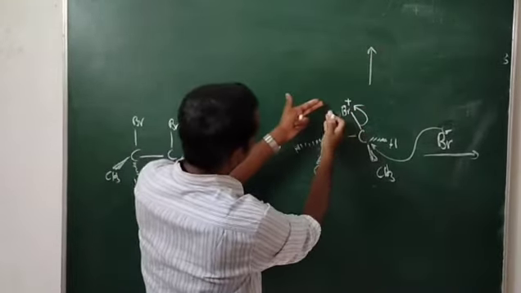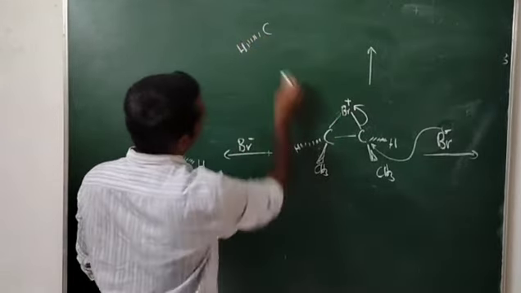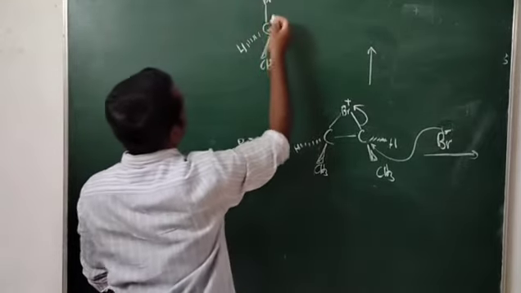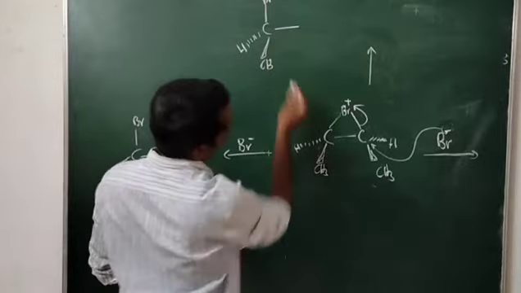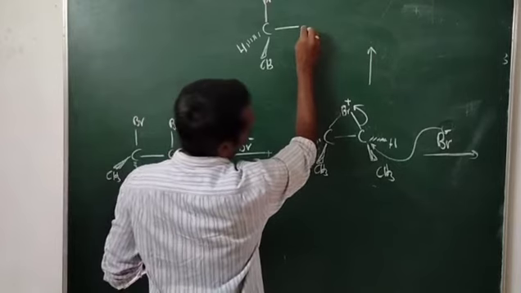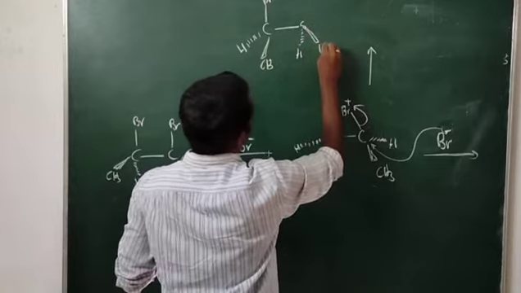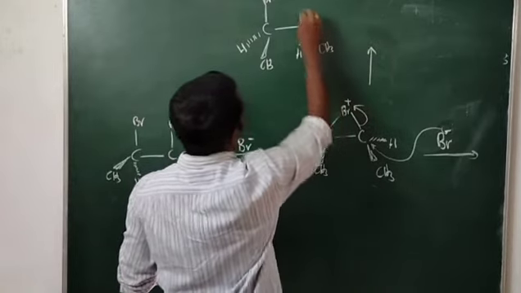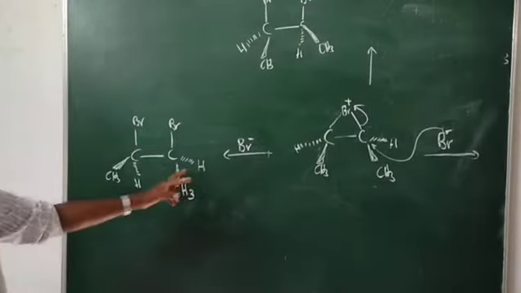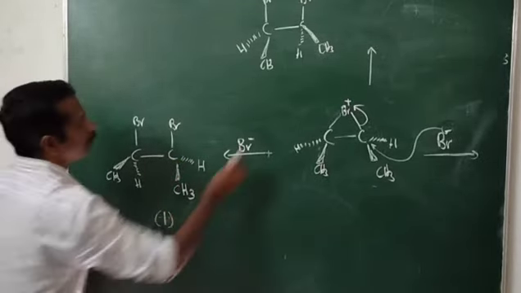That means Br is free to this carbon. So we get C, here it is H, and here it is CH3, and this bromine belongs to this carbon. And here you can see that since there is a backside attack, inversion of configuration, so here it will become H, and here it is CH3, here it is CH3, and here it is Br.